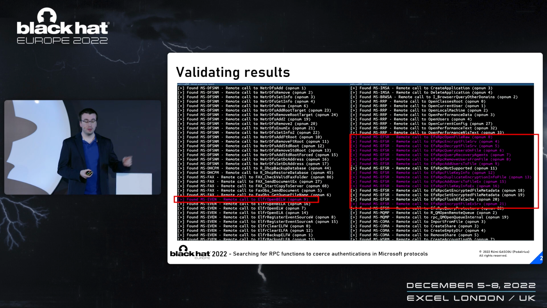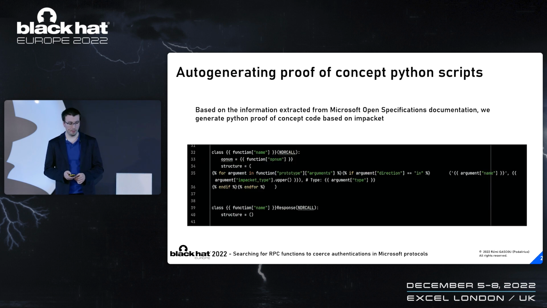EFS. We find back Shadow Coerce on event log. We find DFSCoerce on the distributed file system namespace protocol. We find PrinterBug, and we find every existing coerced authentication through this.